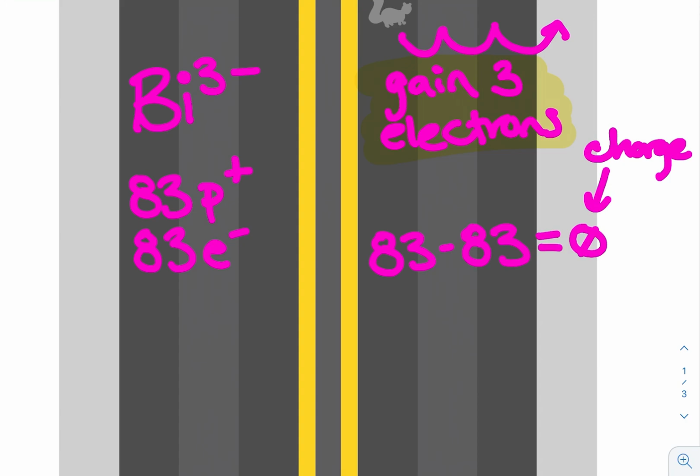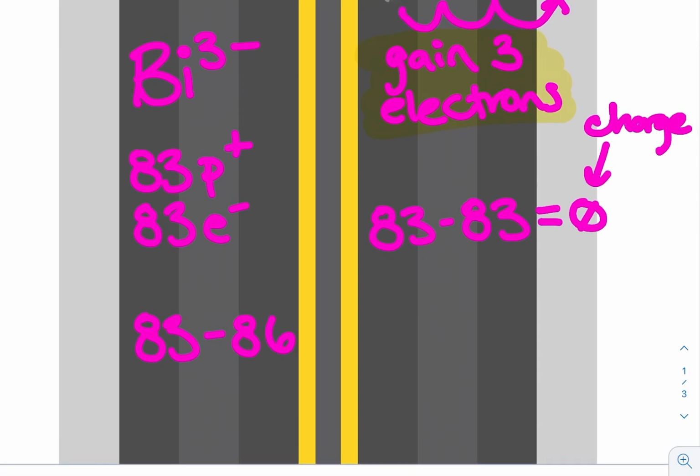So that's why we need to indicate that charge when we're writing the new ionic symbol. In this case, after we've gained 3 electrons, we have 86 electrons. So now we're doing 83 protons minus our 86 electrons. After we've gained those 3, this is why we have this final charge. And as we know, 83 minus 86 gives us -3. And that is where we get this indication from.